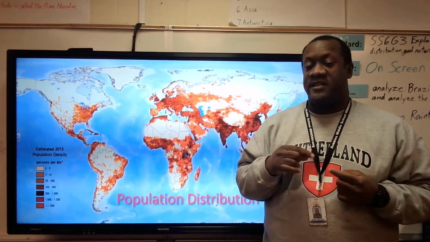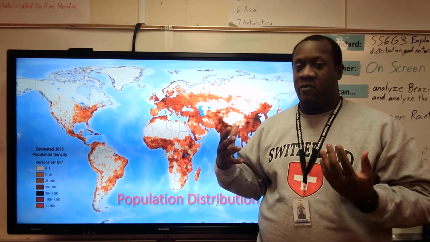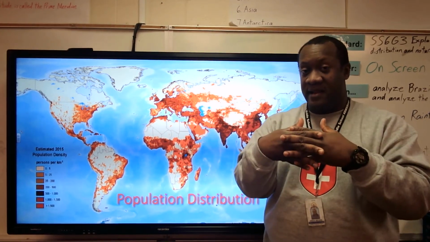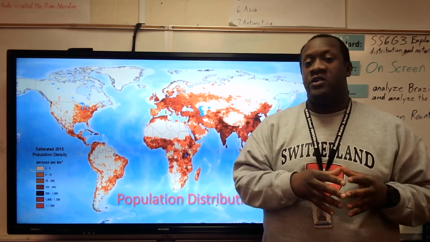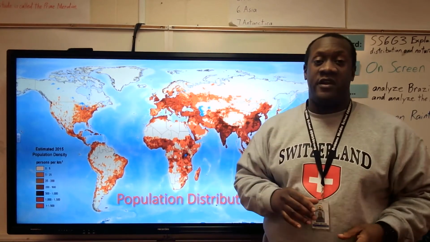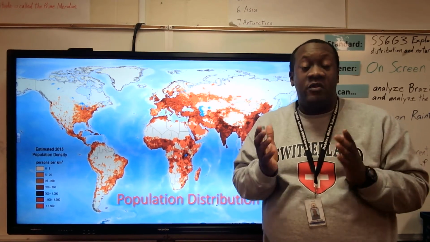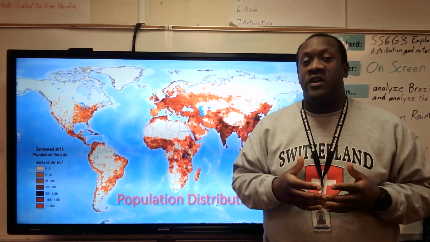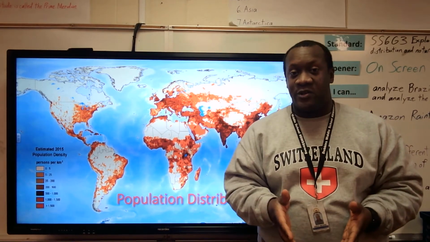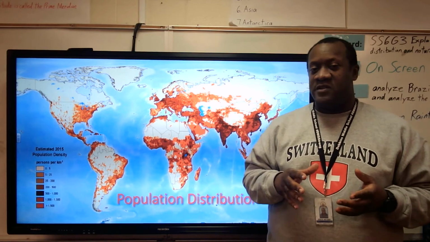What we're going to focus on today is population distribution. Where do people live? We're not so much concerned with how many, but where's the location? So in other words, do a majority of people live in the eastern part of the country? Do a majority of people live in the northern part of the country? Do a majority of people live in the western part of the country? Do a majority of people live in the southern part of the country? Okay, so population distribution, that's what we're going to focus on.